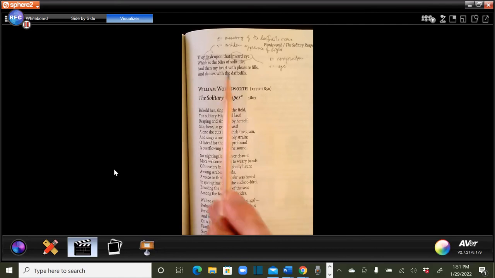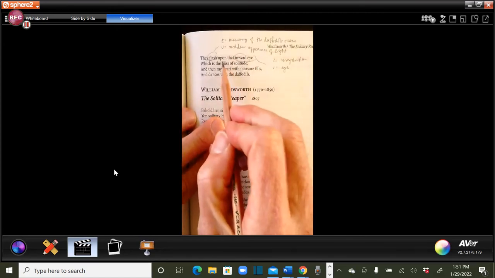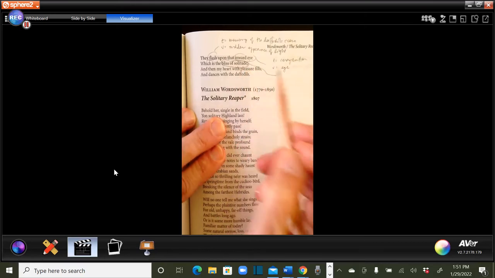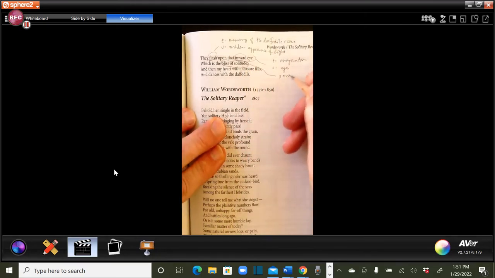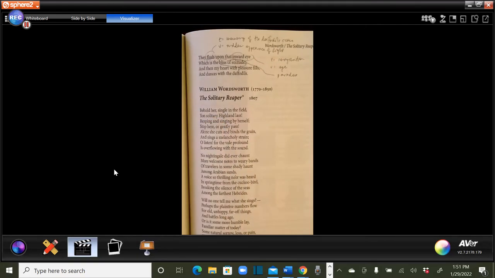And so it's then, they flash upon that inward eye, which is the bliss of solitude. So you could say that this is going to be an example of a paradox. And I'm calling it a paradox here because, and I've said this before, human beings crave society. We are social creatures. And so the idea that there would be bliss in being alone runs counter to our natures. But he's suggesting that perhaps for his mind to work poetically or otherwise, he needs to be by himself.